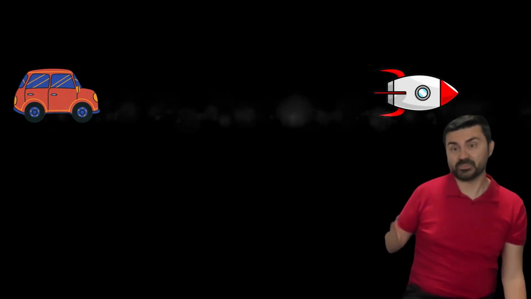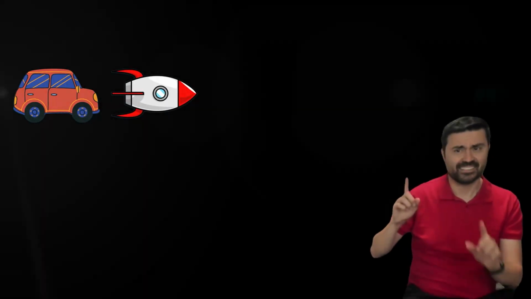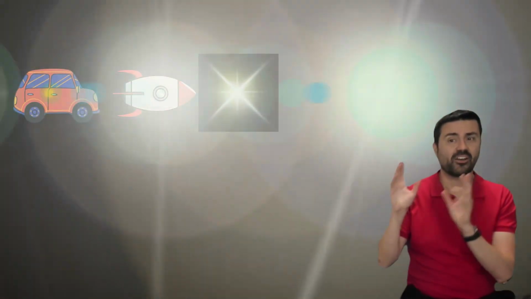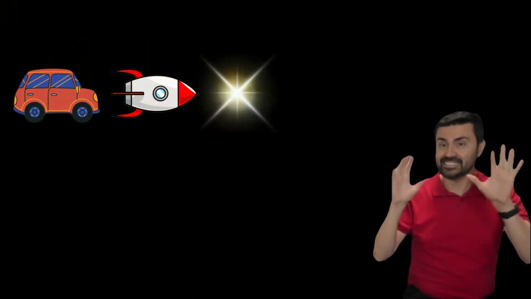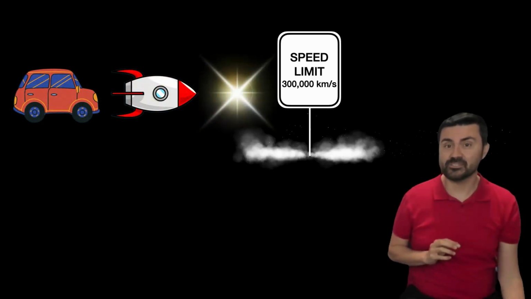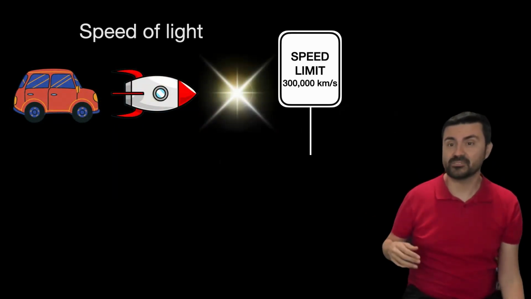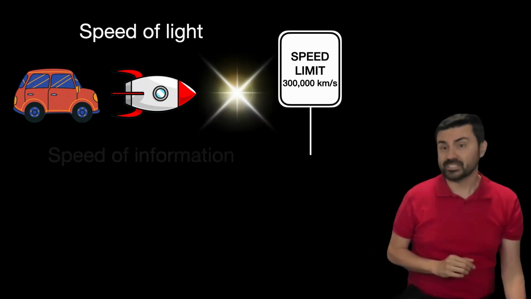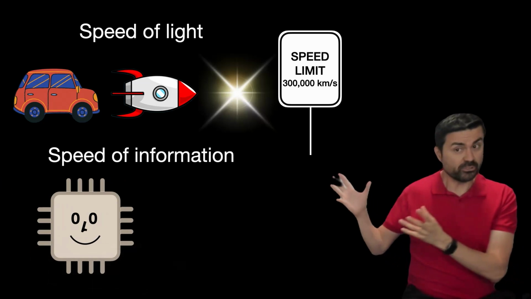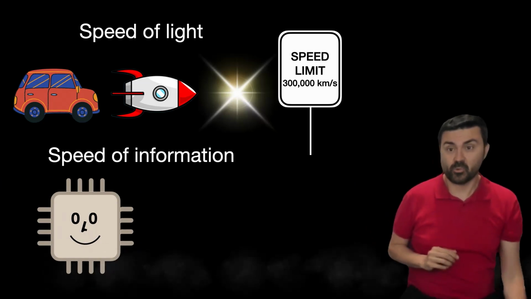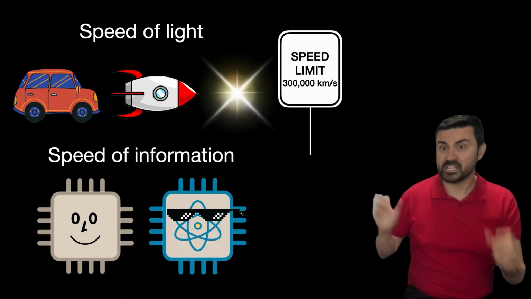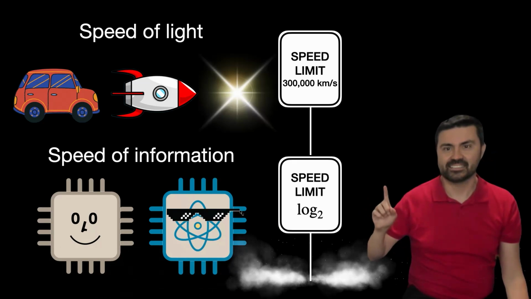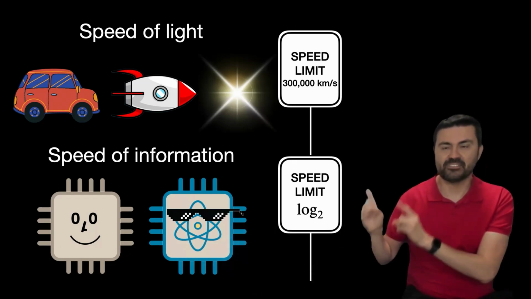Well, like in the universe, cars can go fast and spaceships can go much faster, but nothing can go faster than the speed of light. The speed of light is the speed limit of the universe, which is 300,000 kilometers per second. Nothing can go faster than that. Well, with the speed of information, we have computers that are really fast. We have quantum computers, which are much faster, but nothing can go faster. That's the speed of information.